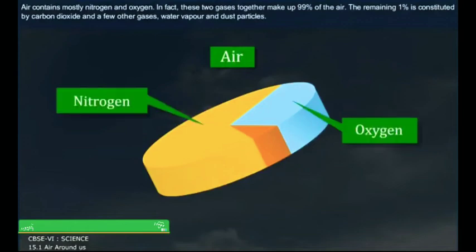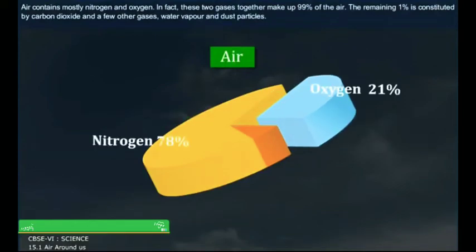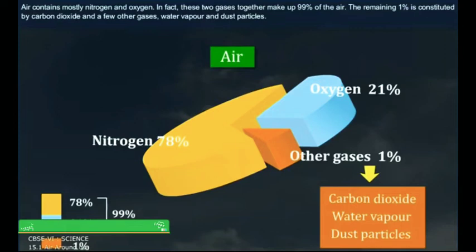So, we can conclude air contains mostly nitrogen and oxygen. In fact, these two gases together make up 99% of the air. The remaining 1% is constituted by carbon dioxide and a few other gases, water vapor and dust particles.